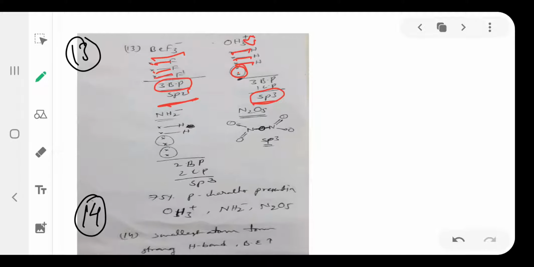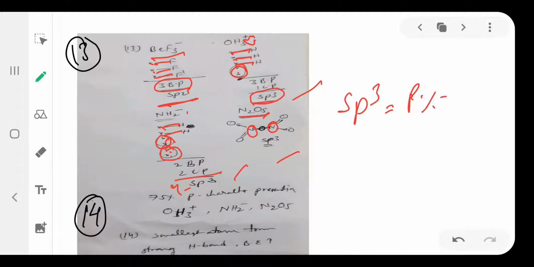1 s orbital and 3 p orbitals are involved in the hybridization. Next, NH2 minus: nitrogen 5 electrons plus 1 negative charge, 6: 1, 2, 3, 4, 5, 6. 2 electrons form bonds with hydrogen. The remaining 4 are lone pairs. 2 bond pairs, 2 lone pairs, total 4, sp3 hybridization. Next N2O5: here nitrogen is sp3 hybridized, and here also nitrogen is sp3 hybridized. So due to sp3 hybridization, the second, third, and fourth options, these 3 compounds, have sp3 hybridization.